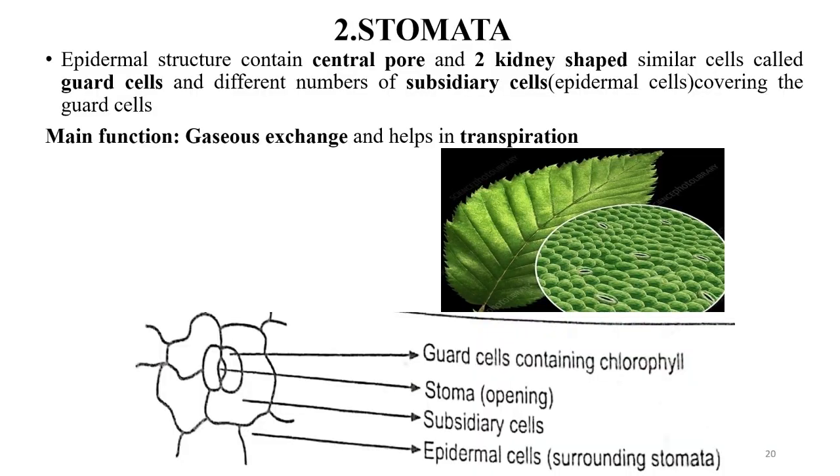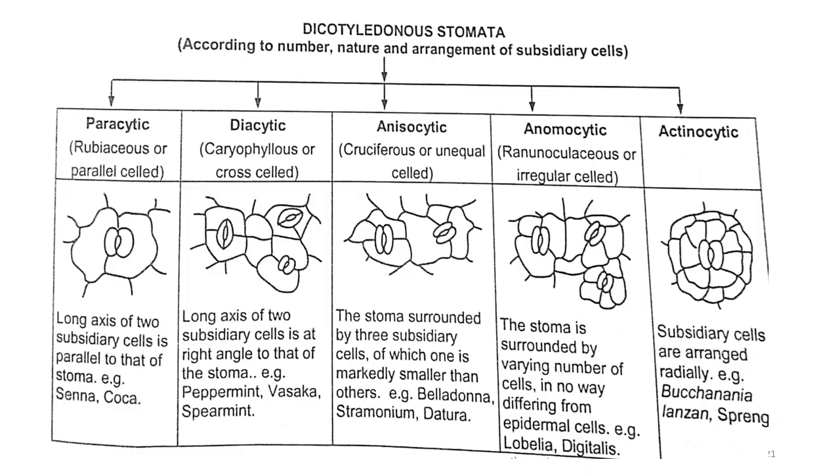The second portion is stomata. Stomata contain two kidney-shaped cells known as guard cells, covered with subsidiary cells or epidermal cells, and having a central pore known as the stoma. The main function of the stomata is gaseous exchange and helping in transpiration. So this is a picture. Mostly it is present in the leaf, on the upper and lower parts. In most cases, the lower part contains more stomata.